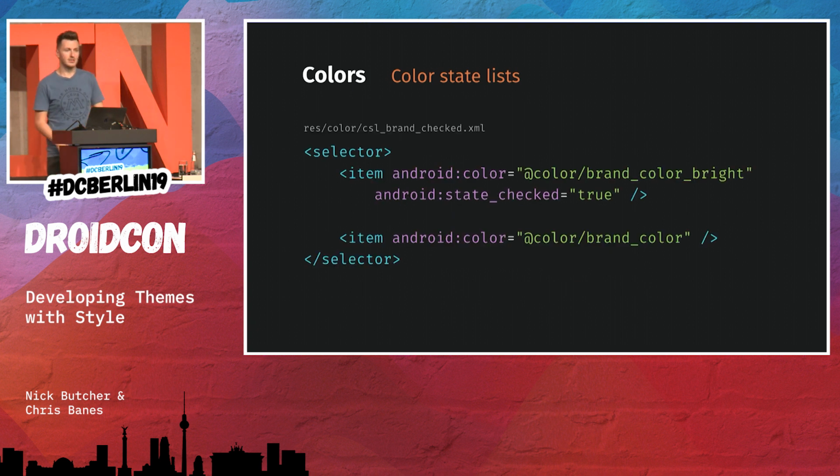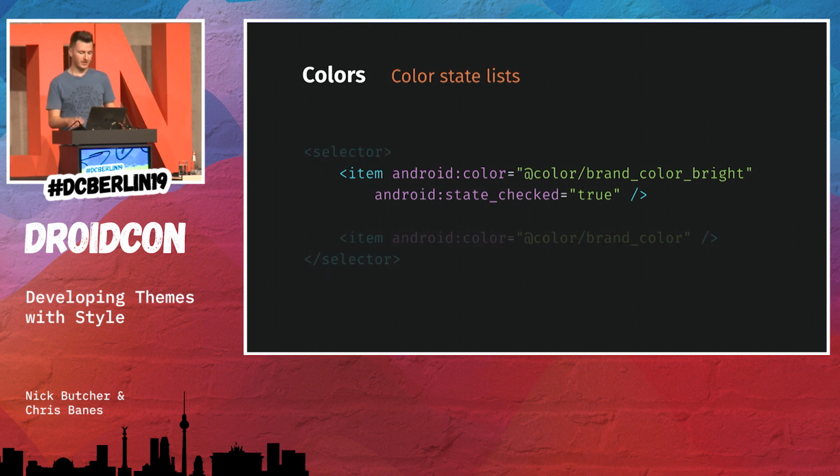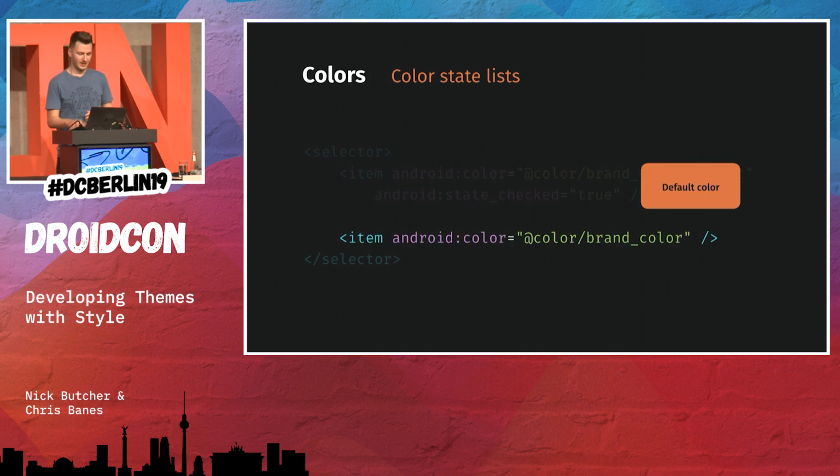So we have a quick look at how color state lists are defined. It's via the selector tag. And each item within that tag is one of the states. If you look at the first item, it has a state of state checked equals true. So this will be selected when the checked state equals true in your view. And then the item at the bottom is the default state. That has no states. It's just item, which means it's the default color. It's like the fallback color if nothing else matches.